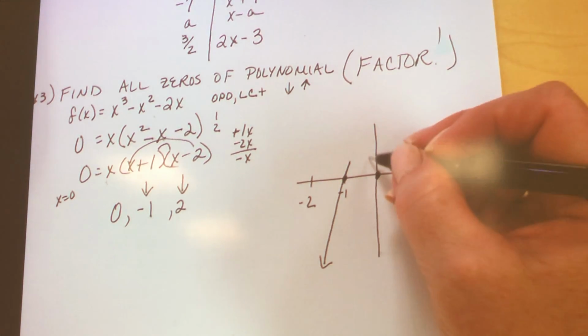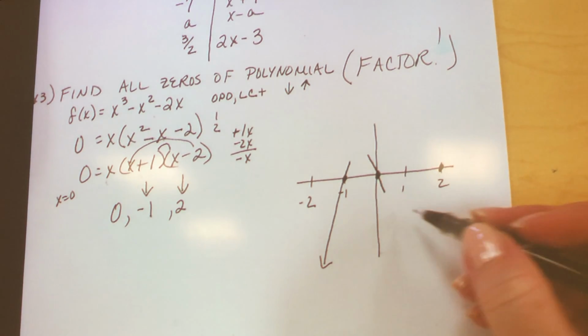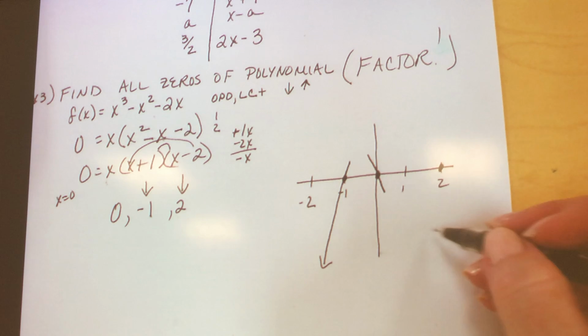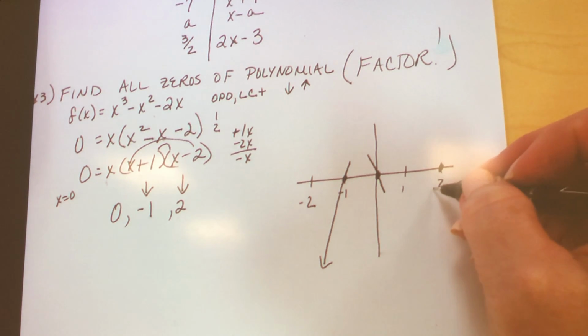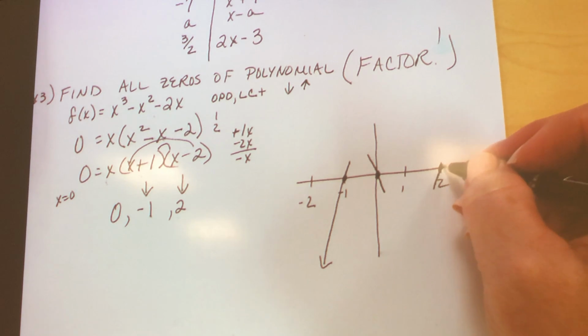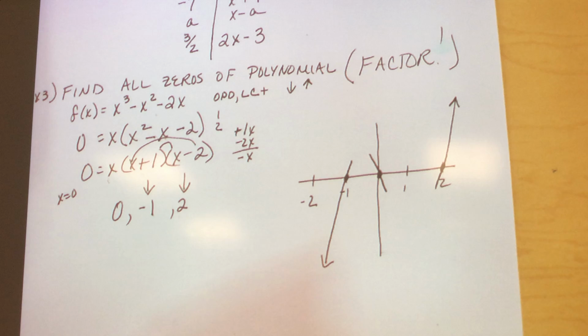He comes back down and he hits 0 and crosses at 0. And then again, I don't know how low he goes, all right? But he comes back up and hits 2 and crosses and keeps going up. Do we know that much about my function?